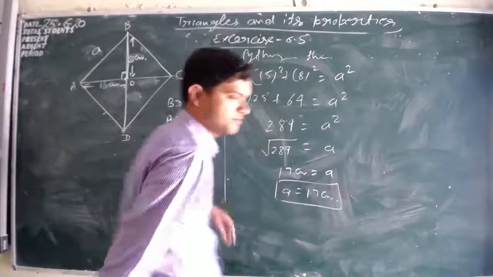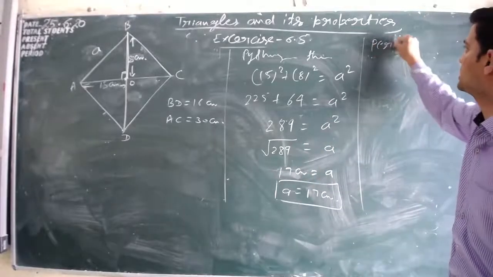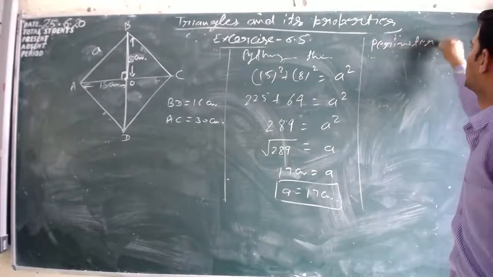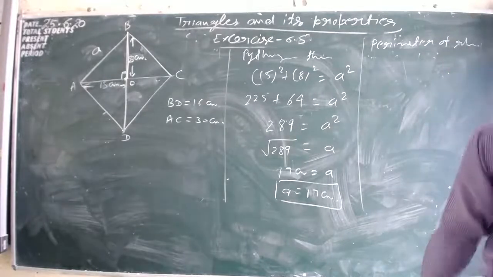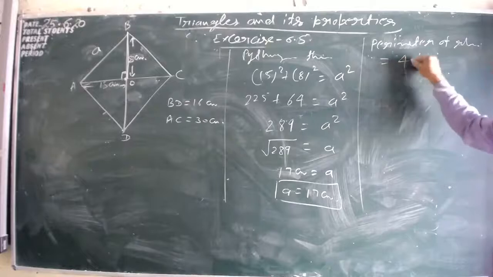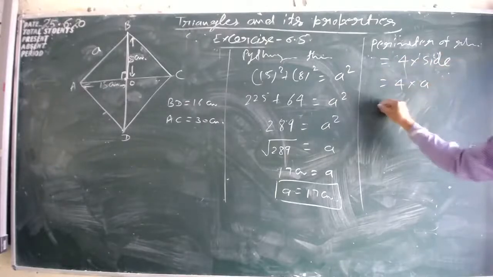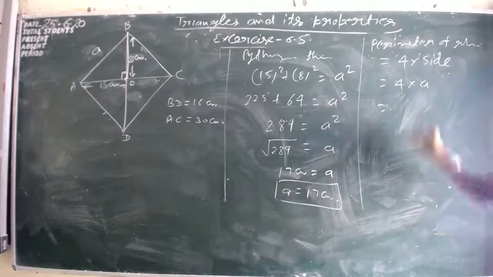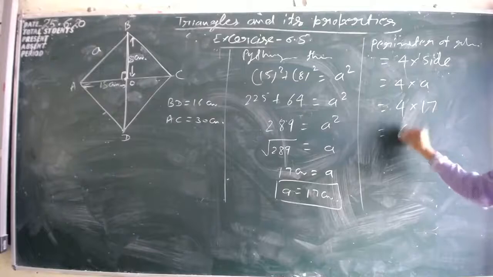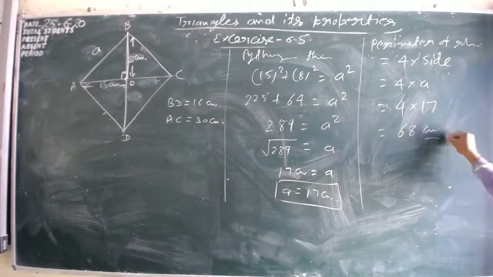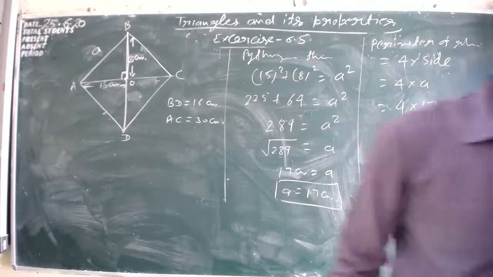Is that clear? Now we have to calculate the perimeter of the rhombus. Perimeter of a rhombus is equal to 4 into side, because all sides are the same, so the sum of all sides will be 4 into side. So 4 into a, which is 17, gives 68 centimeter. That is your answer. Clear? That's your exercise 6.5.